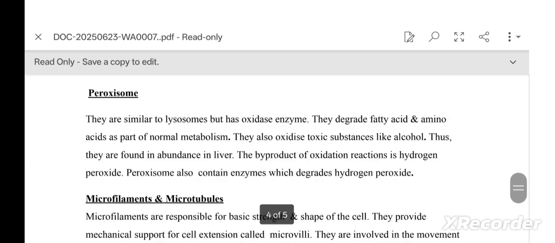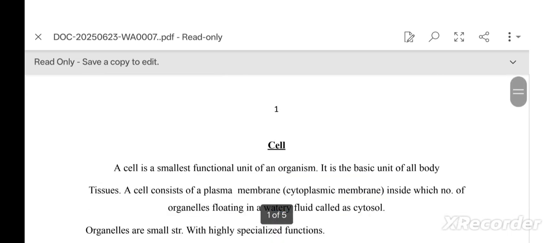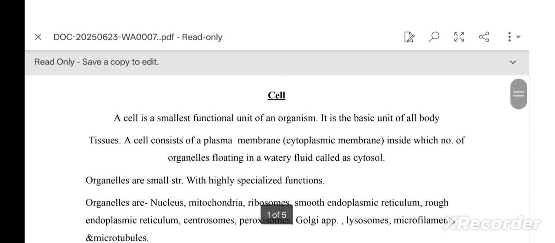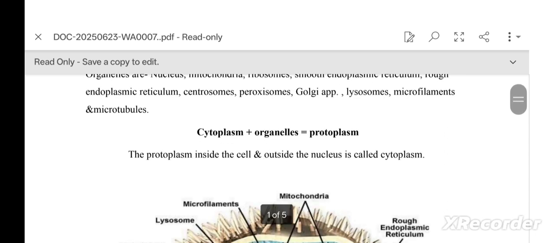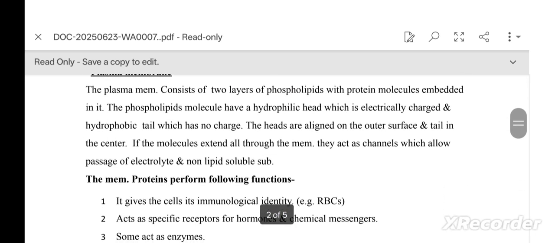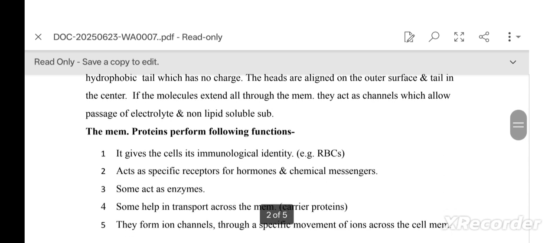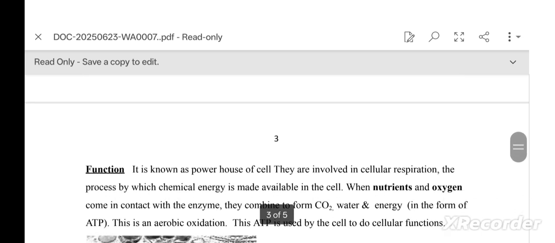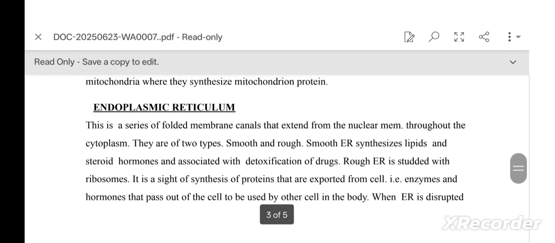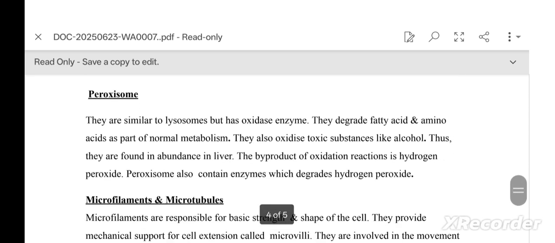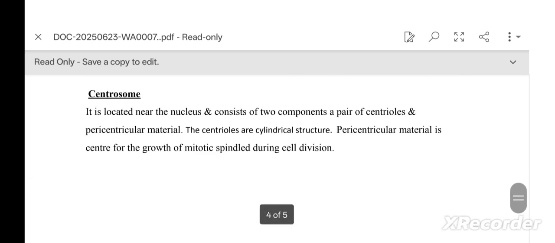This is all the chapter involved in the cell. Cell is very useful for your diploma semester exam. All the points written in this are very essential for your exam, like plasma membrane and its function, nuclear structure, mitochondrial structure and function, ribosome, endoplasmic reticulum, and Golgi apparatus. Everything is very important from your semester exam point of view.